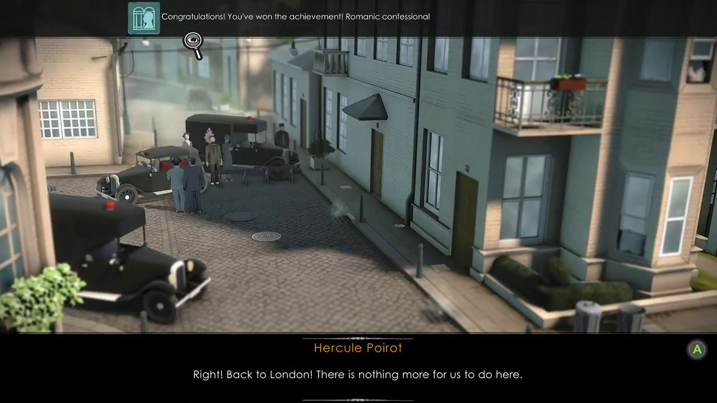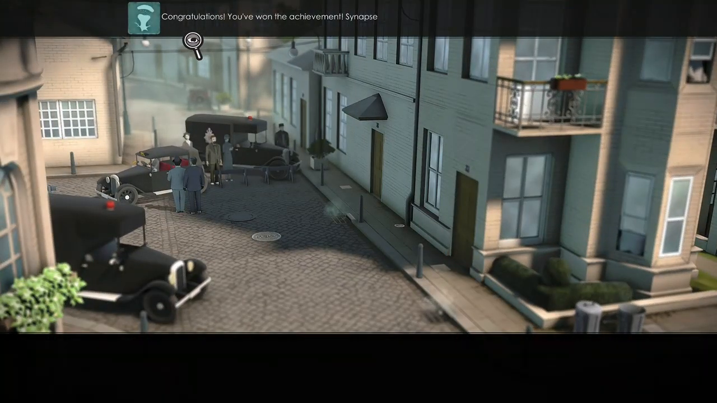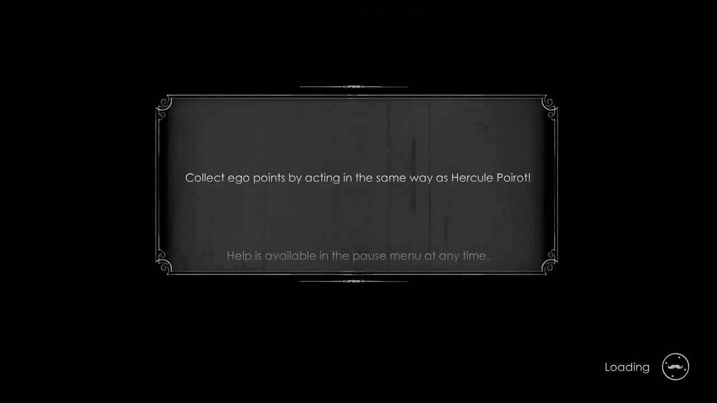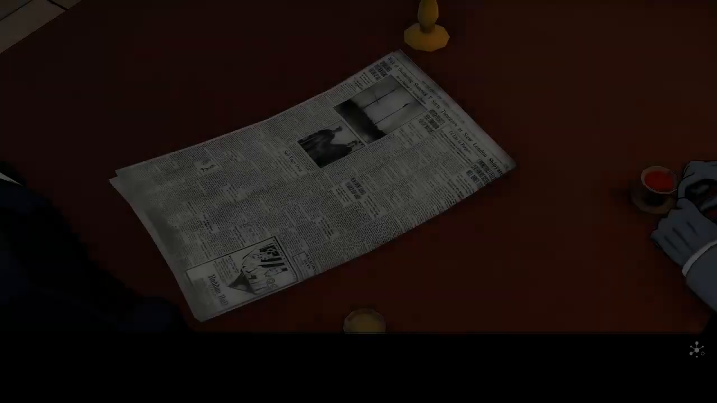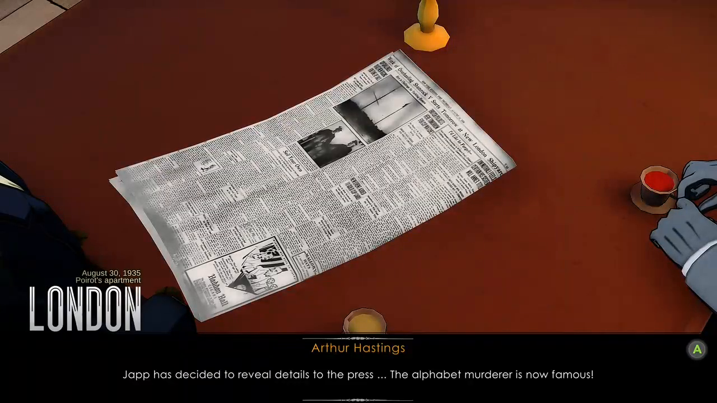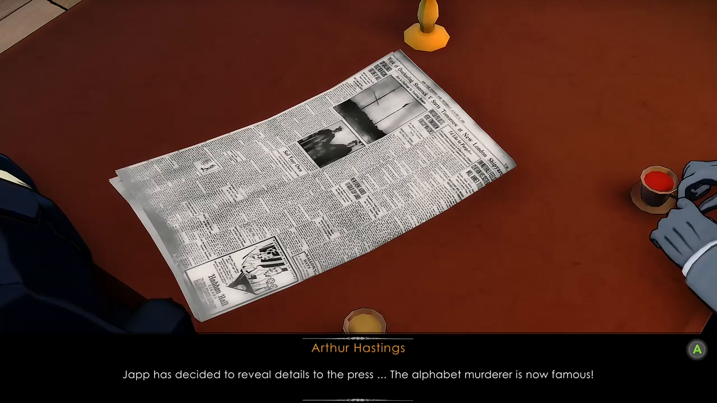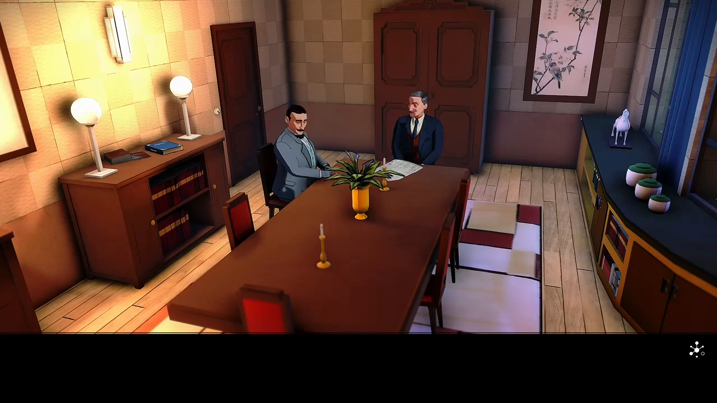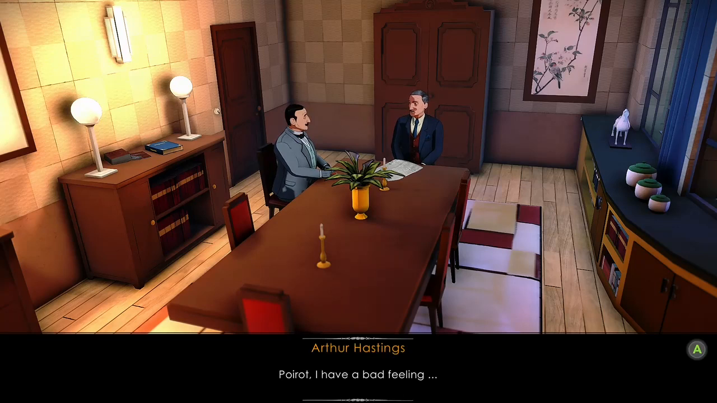Right, back to London. There is nothing more for us to do here. Japp has decided to reveal details to the press. The alphabet murder is now famous. It is not a bad idea. The more people who know, the greater our chances of finding out something of interest. Poirot, I have a bad feeling.